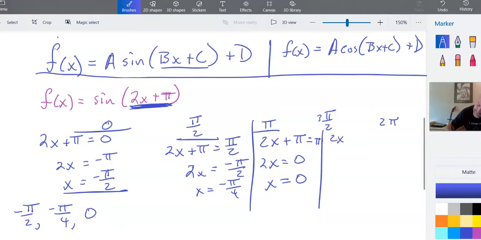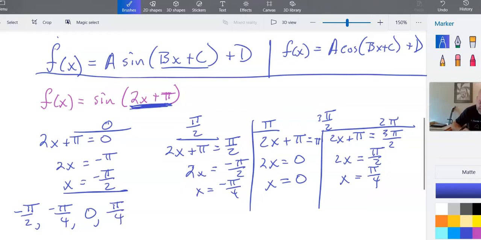So it's 2x plus pi equals 3 pi over 2. I'm running out of room real fast here. Okay, if I subtract pi, I get 2x is equal to pi over 2. So dividing by 2 gives me x is equal to pi over 4. That's positive now.